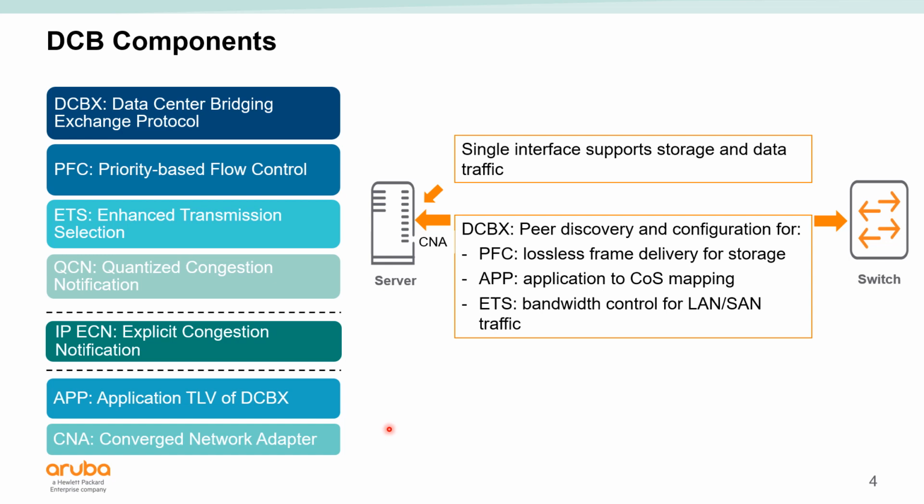And then finally at the bottom we have a couple other components that are critical within these solutions. The APP, or the application TLV, is a TLV that's enabled by the DCBX protocol. And then of course these types of networks will rely on a CNA in the server. So this is a converged network adapter, and this is a network adapter that will support both Ethernet as well as the protocols within the DCB suite to enable the lossless traffic on the Ethernet.